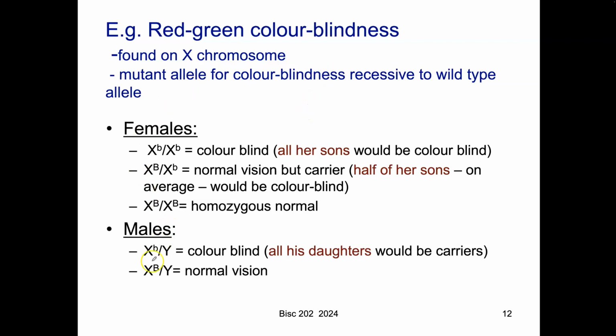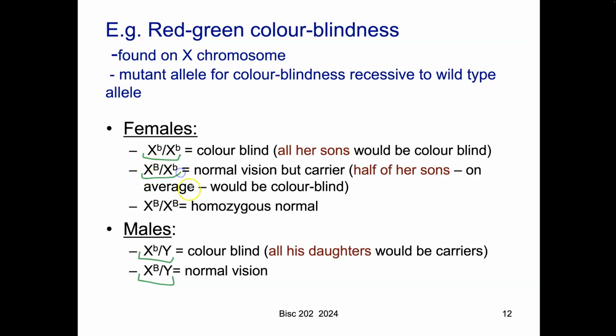And so males only have to have one mutant copy in order to be colorblind, and no dominant allele for normal vision. Females would have to inherit two mutant alleles. So her father would have to be colorblind and her mother would have to be heterozygous. So it's much less common, but I've had several female students over the years that were colorblind.